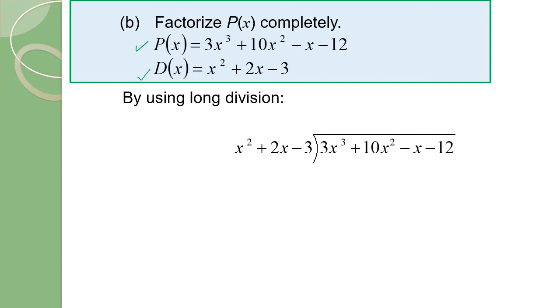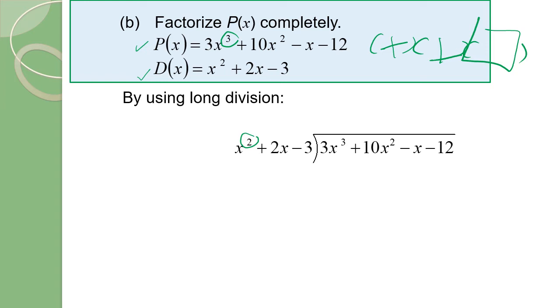Because it's power of 3, we will have 3 linear factors, or 1 linear and 1 quadratic, right? Because we have the quadratic already, so we have 2 factors already. We need to find another factor here. That's why we use long division to find the other factor. So by using the long division, what do we have here?